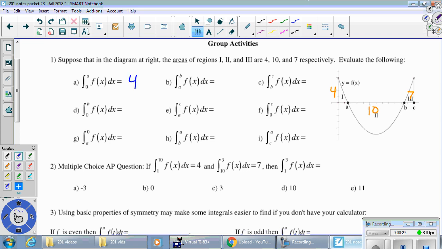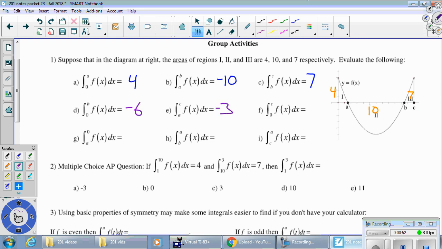From a to b, that's the 10, except it's an integral, so it's a signed area, so it's negative 10. And then from b to c, that's 7, and it's above the axis, so that's positive. From 0 to b, that's a positive 4, but a negative 10. Altogether, it's a negative 6. We're adding those up, including the signs. From a to c, that's a negative 10 and a positive 7, negative 3.